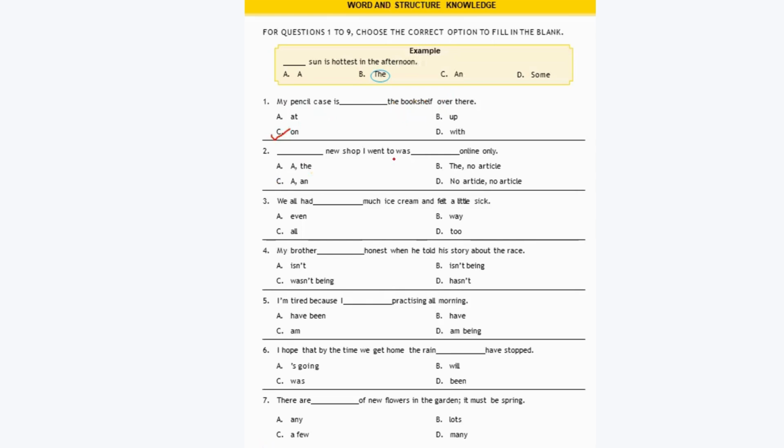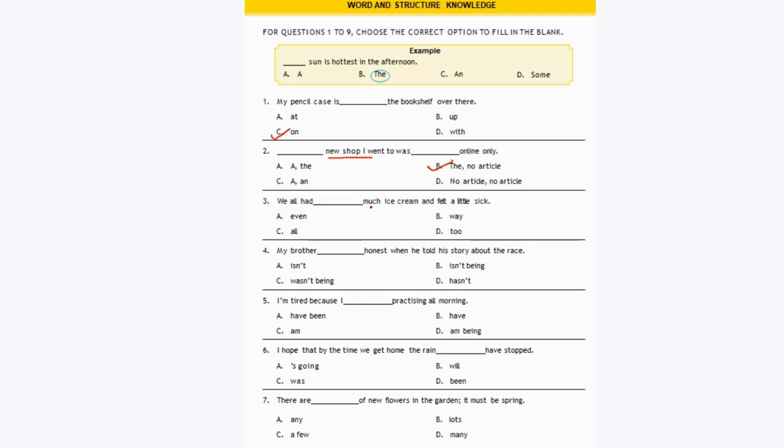"Dash new shop I went to was dash online only." So you're talking about a particular shop, so you need a definite article. The new shop I went to was online only. Here we don't require any article, so it should be "the" and no article. So it's option B.